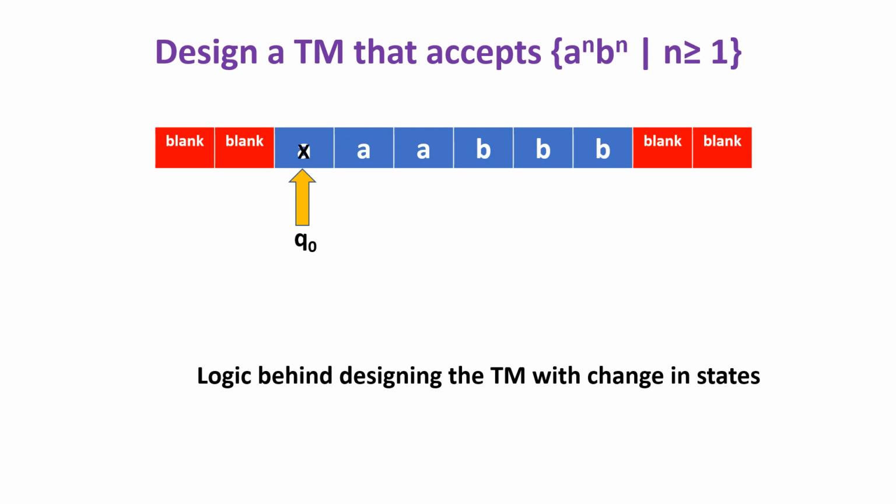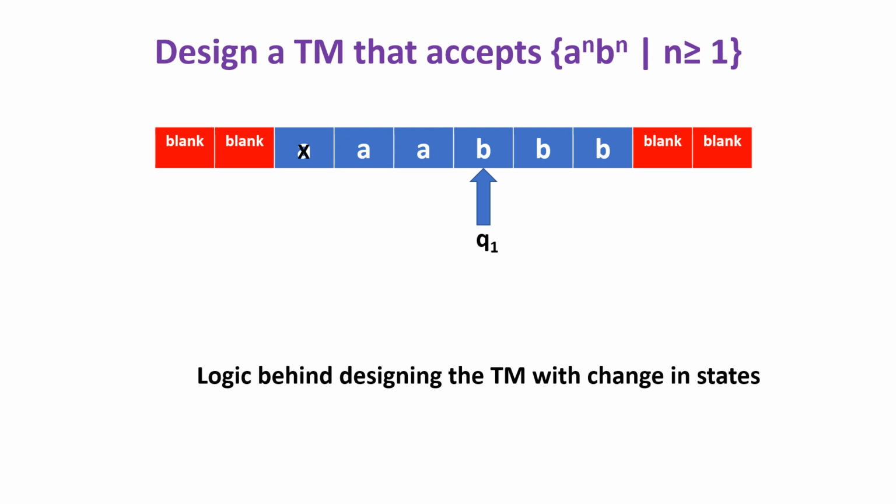So once it is in the initial state and finds the leftmost A, the first step is to replace A by X, change the state from Q0 to Q1 and move towards the right, keeping the input symbols on the tape as they are until I come across the first leftmost B. So you can see here Q1A. A is kept as it is, move towards the right, be in the same state. Again, move towards the right, keep the same state as it is.